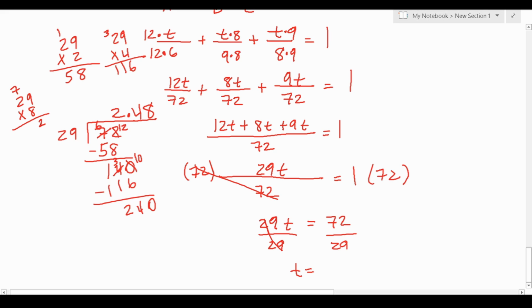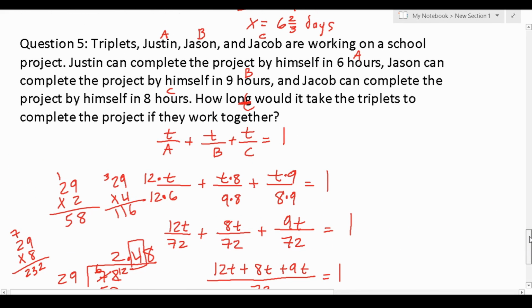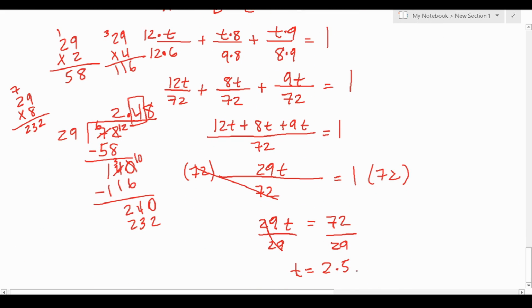2 times 8 is 16, 17, 18, 19, 20, 21, 22, 23. So we can see that this is 232. 29 times 8 is 232. Again, that's the last iteration we're going to do. Using this 8, I can bump up this 4 to a 5. So this is 2.5. In other words, if all these twins work together on the school project, it will take them 2.5 hours to complete it.